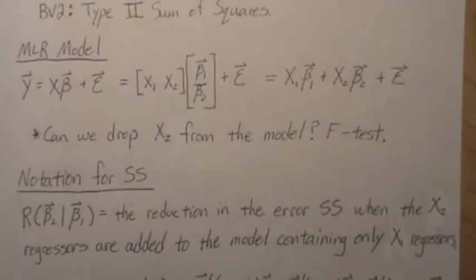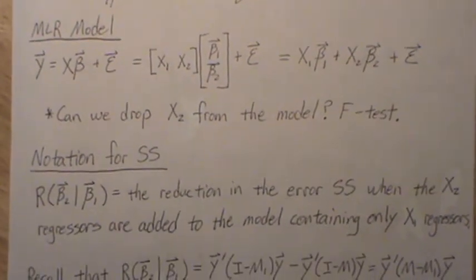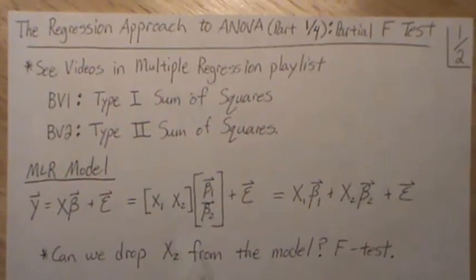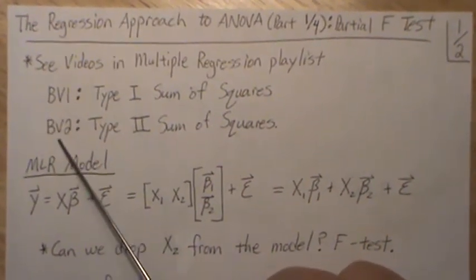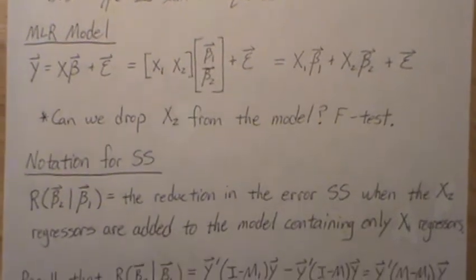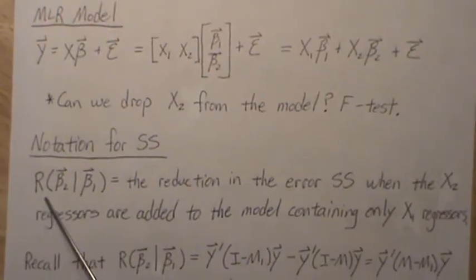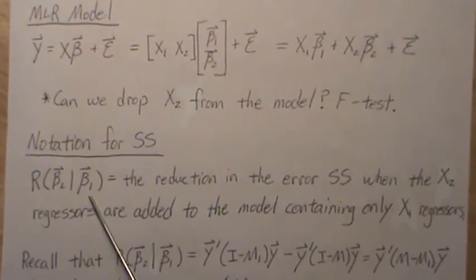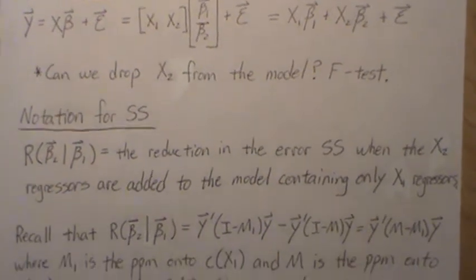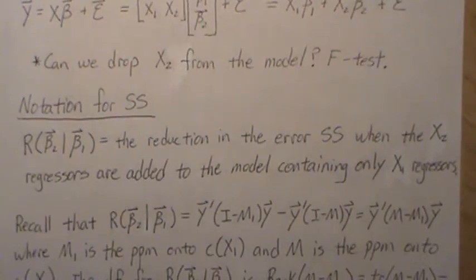To develop some notation for this, it's the same notation that we used in background video 1 and background video 2. It's R of beta 2 given beta 1. This is the reduction in the error sum of squares when the X2 regressors are added to the model containing only the X1 regressors.